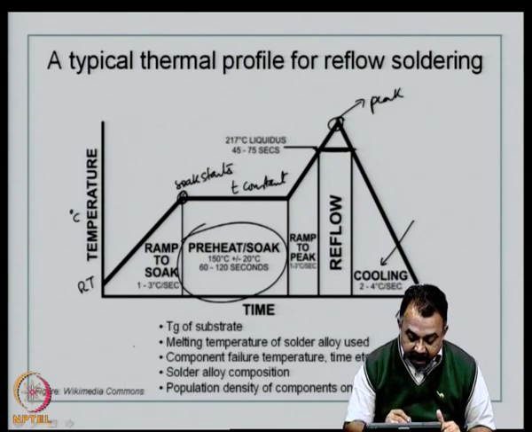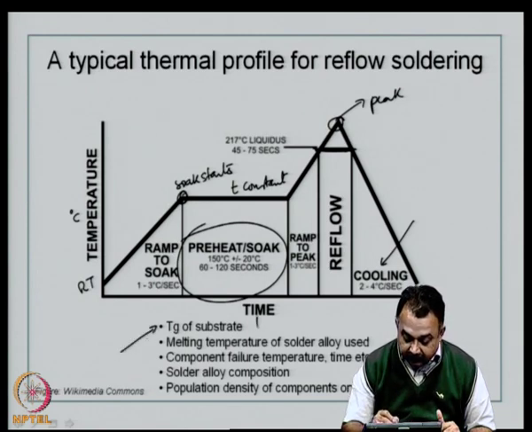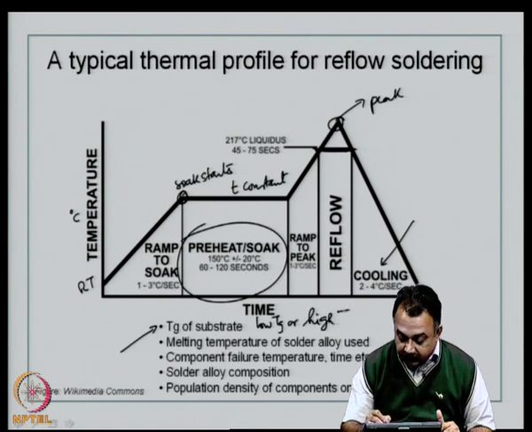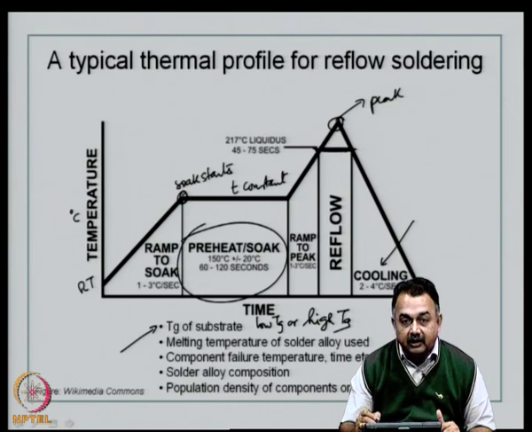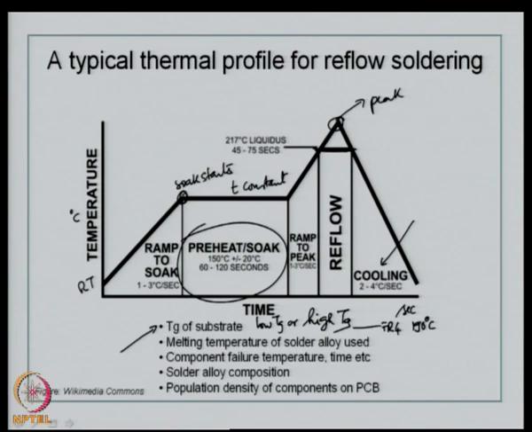Now, the important things anyway which you must consider for any thermal profiling is that look at the TG. Is it a low TG substrate or high TG substrate? Then you can fix your process window ideally according to that. Today most people are using FR4 with a TG of around 190 degrees centigrade. So, you have more flexibility in defining the preheat zone. Then the other thing I want to repeat, melting temperature of solder alloy that is to be used.